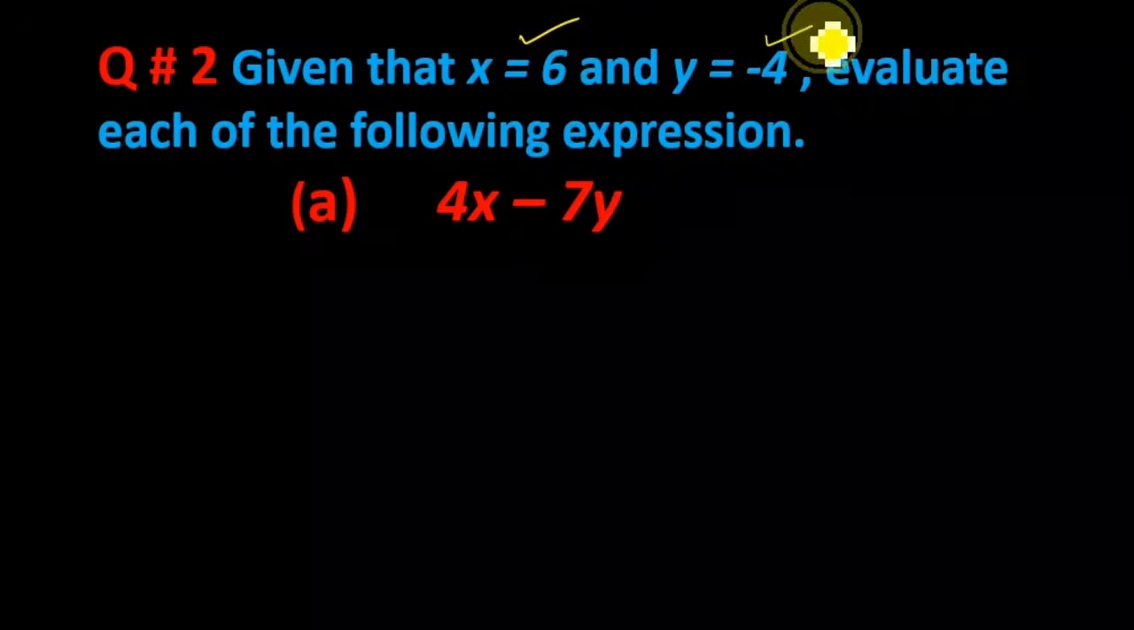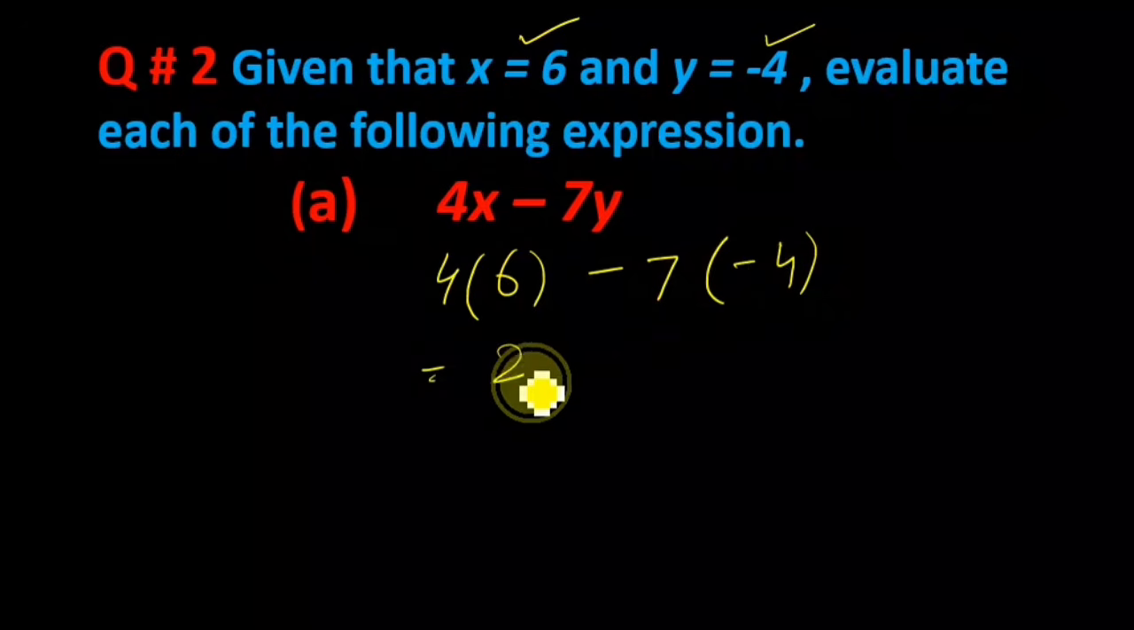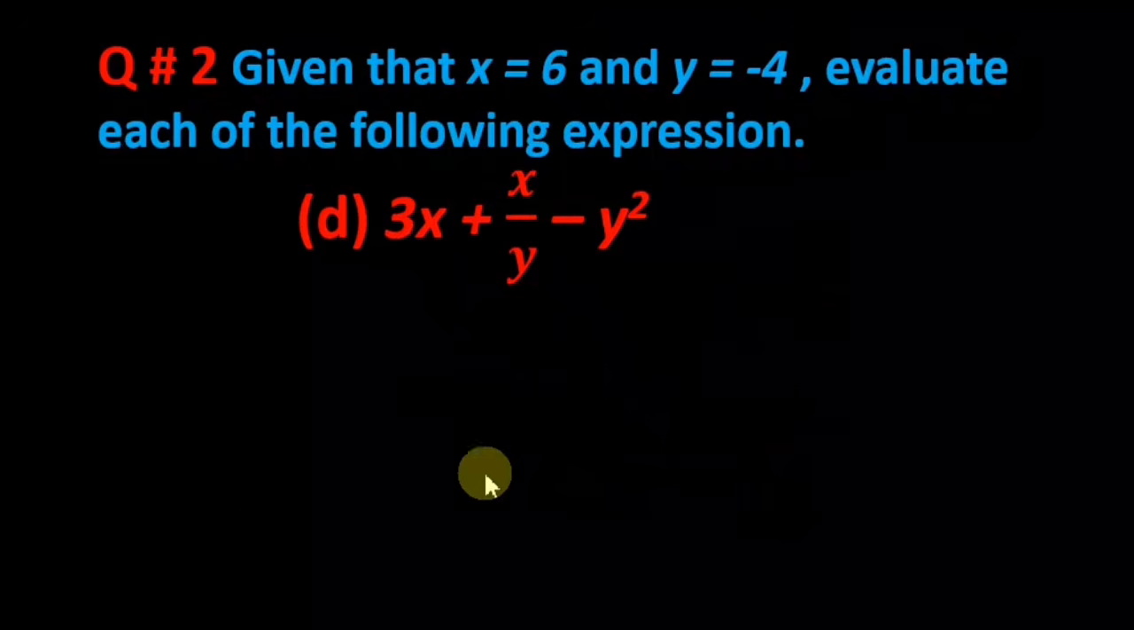Given that x is equal to 6 and y is equal to minus 4, evaluate each of the following expressions. Now the values of these variables are given to you. Simply you have to replace your values. Instead of x you will write 6, instead of y you will write minus 4. So 6 fours are 24, minus minus plus, and 7 fours are 28. So 24 plus 28, that is equal to 52.